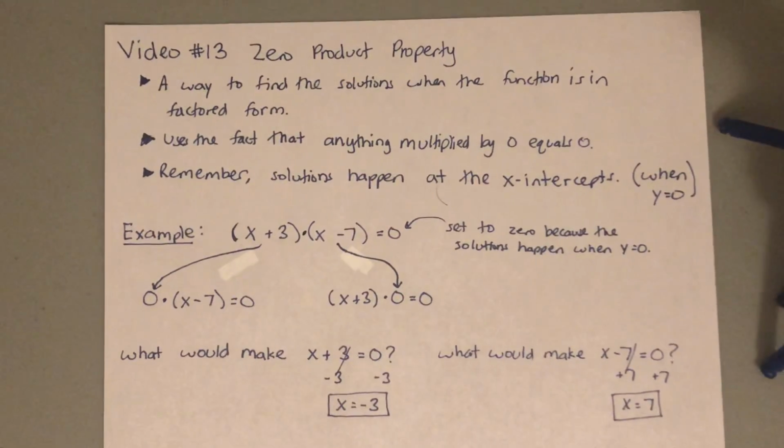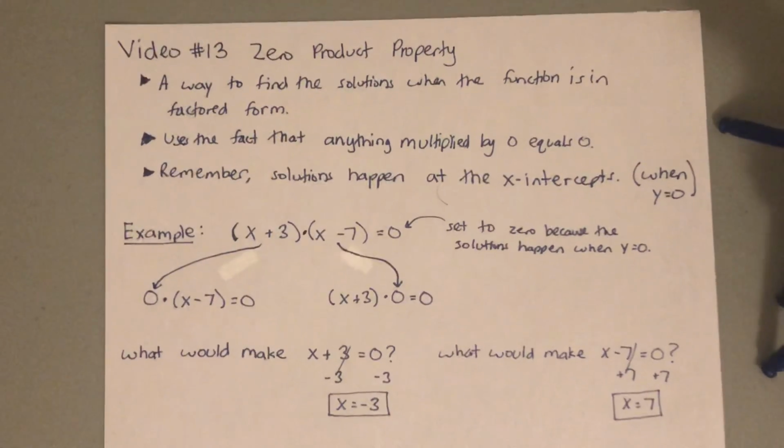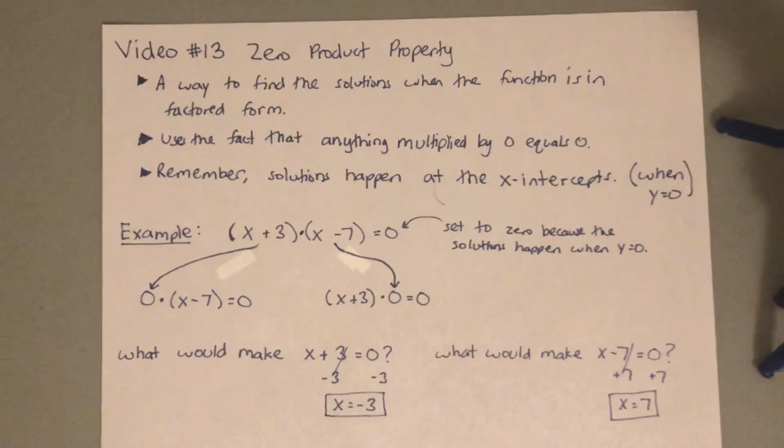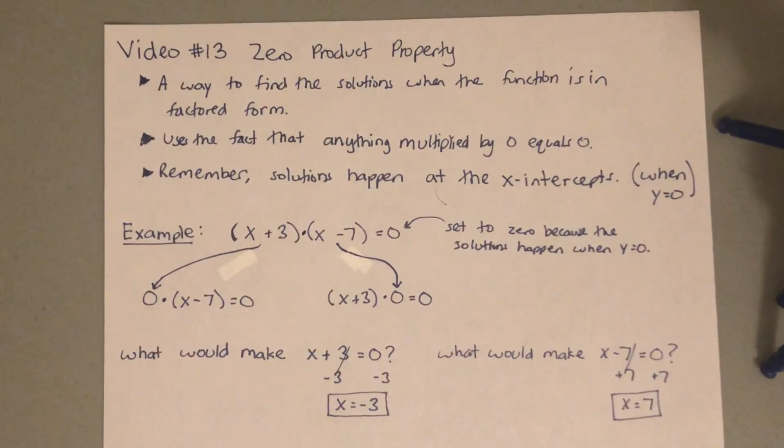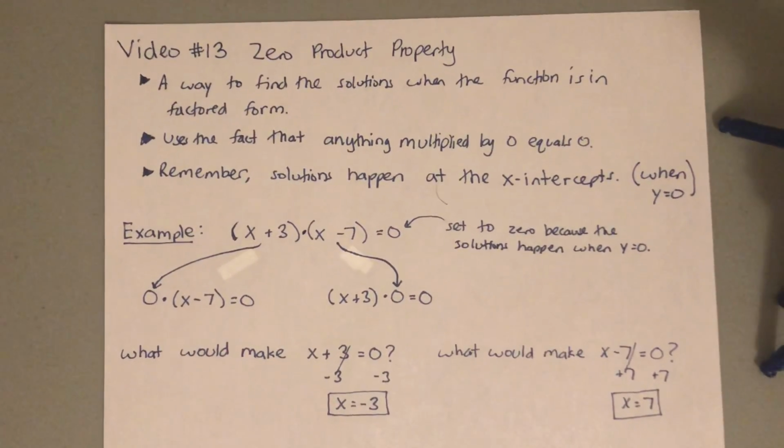So let's look down here. In this we have, again, it's in factored form. We have this factor times that factor. We set it equal to 0 because we want to find the solutions. So if we want to find the solutions, we need to find which values of x will end up setting this function equal to 0.